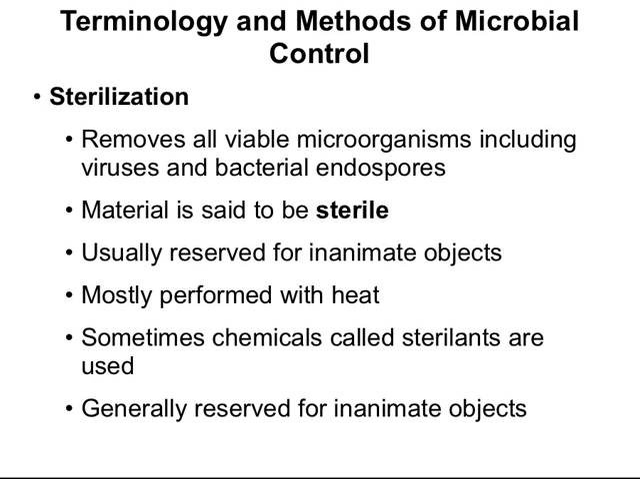The material following sterilization is said to be sterile. This is usually reserved for inanimate objects for obvious reasons. To sterilize our skin would probably mean that we were killing some skin cells also. It can be a pretty harsh process. Mostly sterilization is going to be performed with heat, although sometimes we'll see chemicals called sterilants used in the process of sterilization.